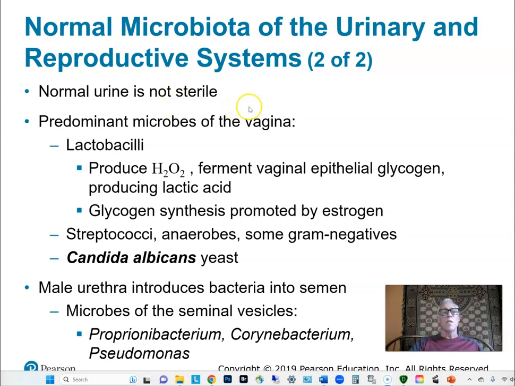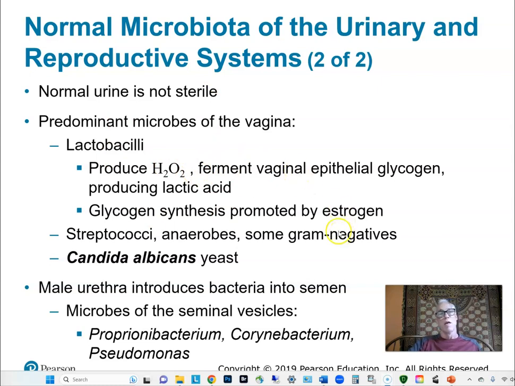The prominent microbes in the vagina are lactobacillus. Lactobacillus produces hydrogen peroxide as well as an acidic environment. The stratified squamous epithelium of the vagina has a significant amount of glycogen in it, the synthesis of which is spurred on by estrogen, and the lactobacilli ferment that glycogen. That's what they eat, that's what they live on, and they produce lactic acid, which keeps the pH of the vagina acidic and suppresses the growth of other microbes.